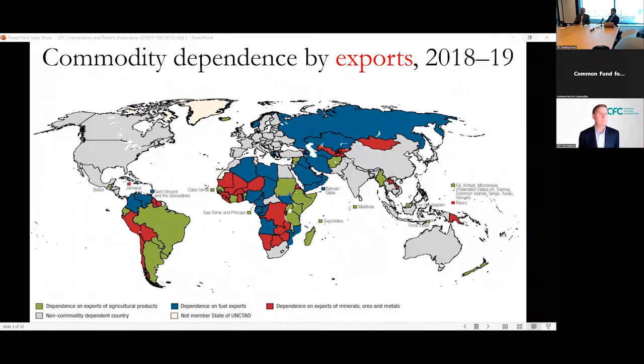You will notice that North America, the United States, and the Netherlands are not even colored in these slides, despite their very high dependence on exports. Next slide, please.